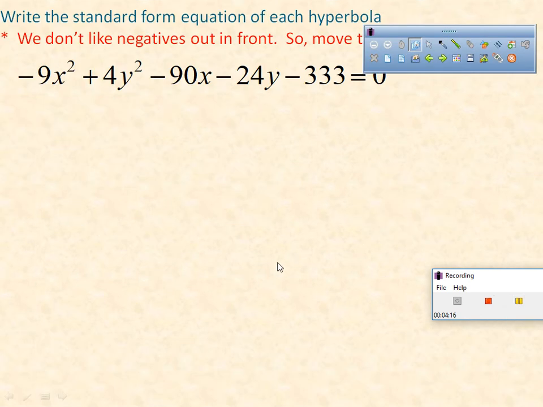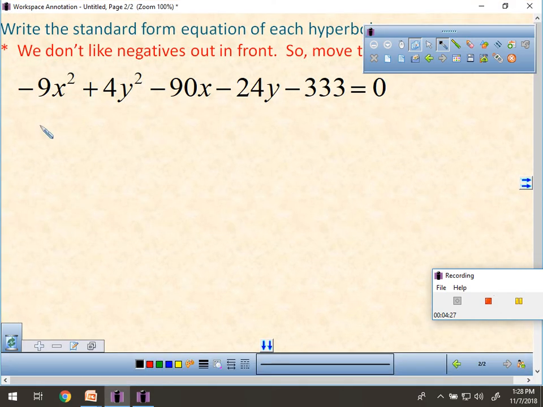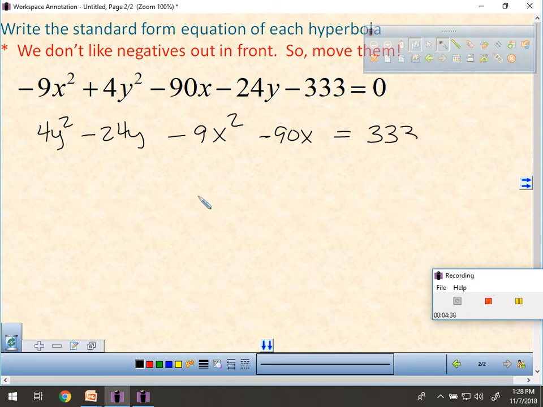All right, guys, so for this one, it is a generic, general form of a hyperbola. So what I'm going to do is I'm going to group and move. I'm going to group the y's first. So y squared minus 24y minus 9x squared minus 90x, and I'm going to move the 333 over to the other side. So that's no different than what we've been doing. All right, now think back to an ellipse. What do you think the next step is to do?